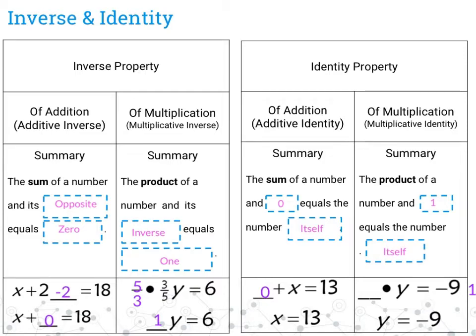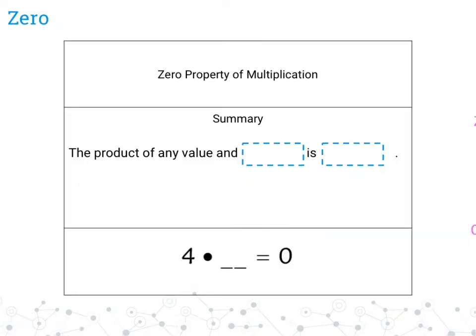Let's go ahead and take a look at another property. So here we are at the 0 property of multiplication, and it says the product of any value and 0 is going to be 0. So for example, 4 times 0 will be 0. So anything multiplied times 0 is 0. That's something we may already know. So this brings us to the end of the properties of real numbers.